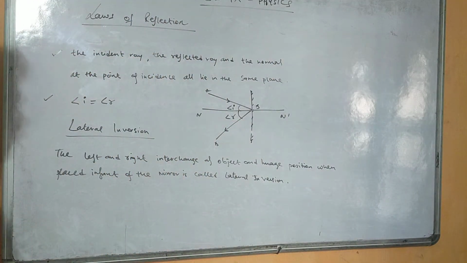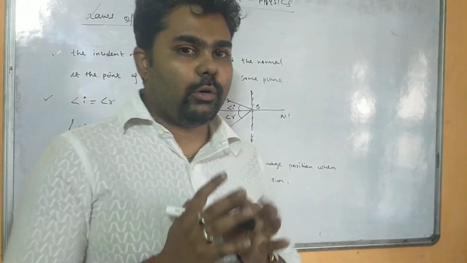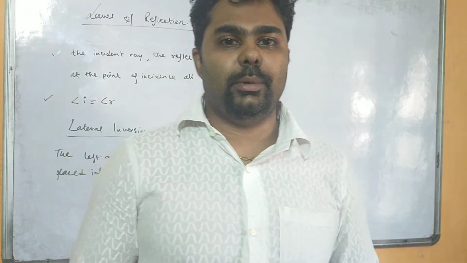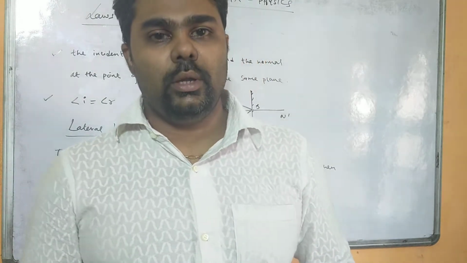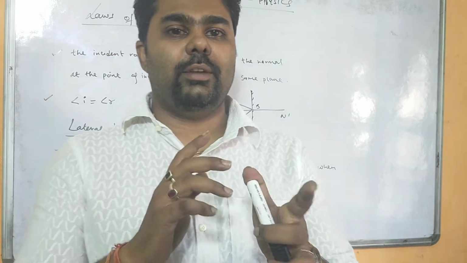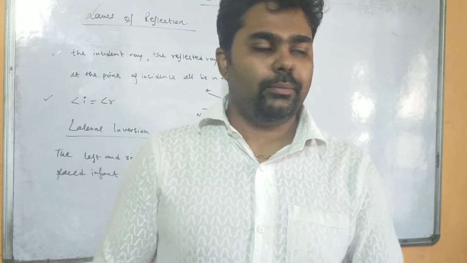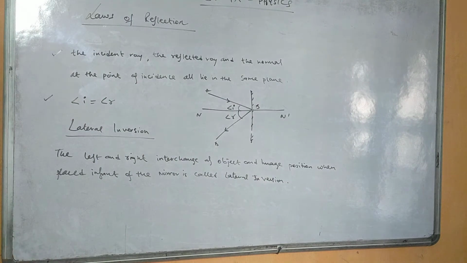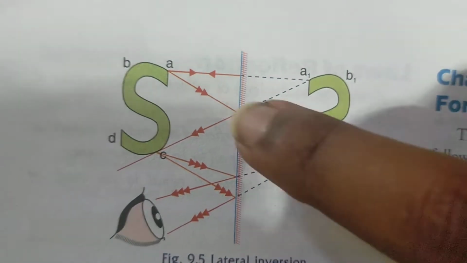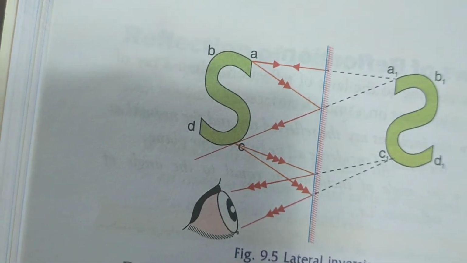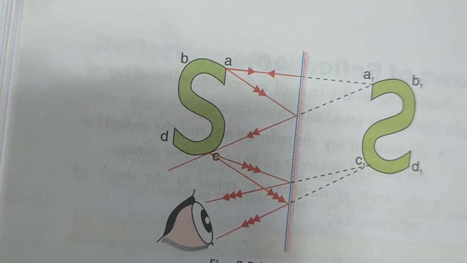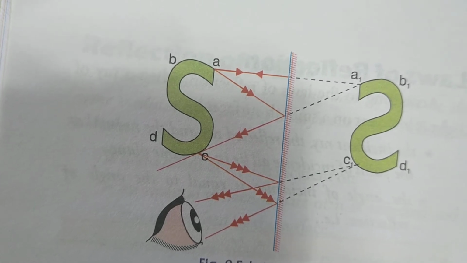What is lateral inversion? Whenever you are standing in front of a mirror, when you raise your left hand, the image formed in the mirror shows your right hand. That means there is an interchange of left and right, of the position of object and image, right? So this is called lateral inversion, that is, the left and right interchange of object and image position when placed in front of a mirror. As you can see in the diagram, the letter S, when it is kept in front of the mirror, just flips itself, okay?